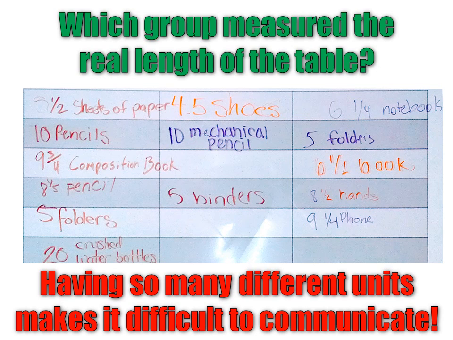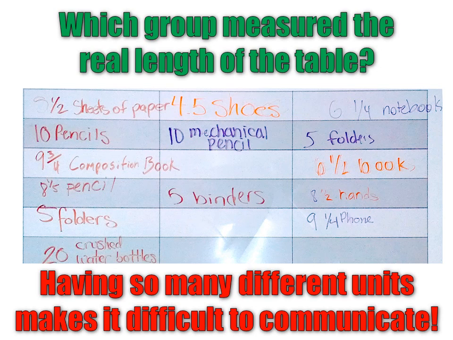So if I want to know how long the table is, it's perfectly fine to say it's 10 pencils, and it's perfectly fine to say it's 5 folders. But how do we know that those are the same? Just by looking at them, how do we know that 10 pencils equals 5 folders? It's very, very difficult to know just by looking at those two measurements whether or not they're the same.